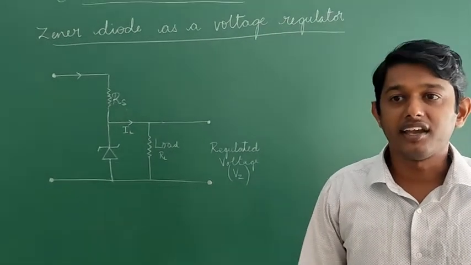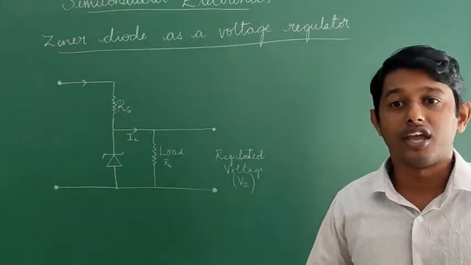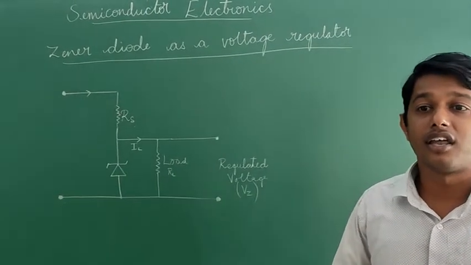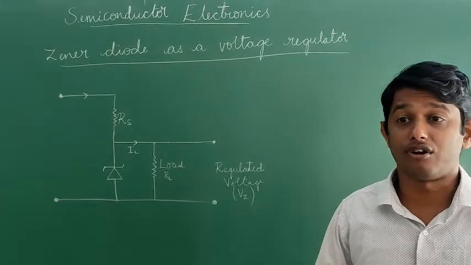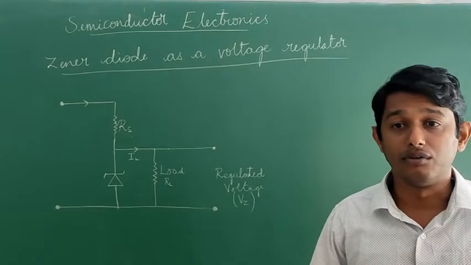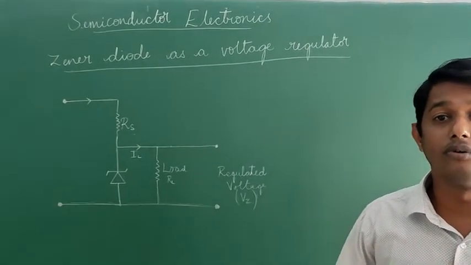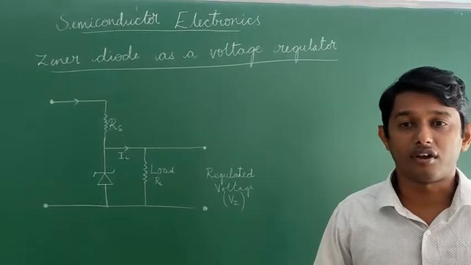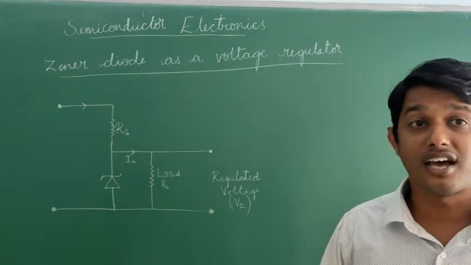I'll repeat again. Any increase or decrease in the input voltage results in an increase or decrease of the voltage drop across RS without any change in the voltage across the Zener Diode. Thus, Zener Diode acts as a voltage regulator.